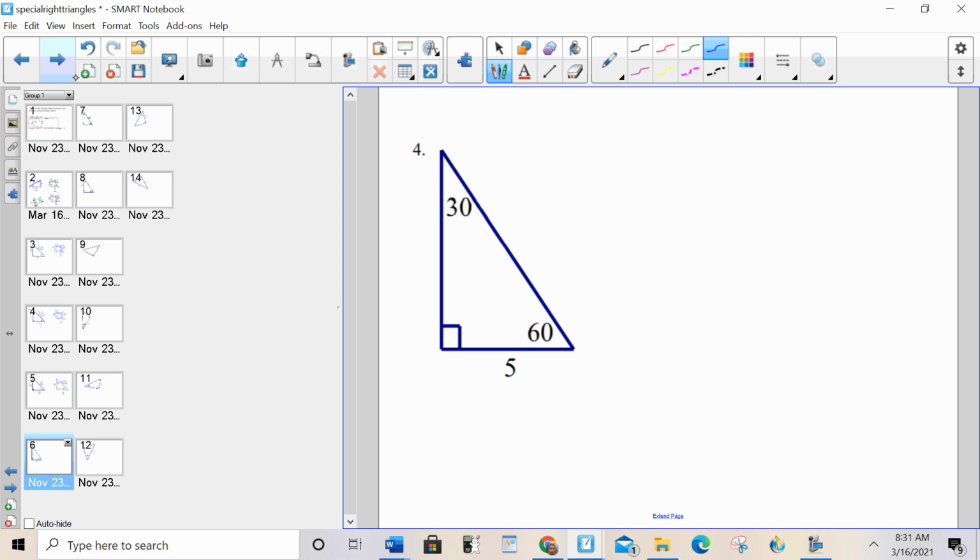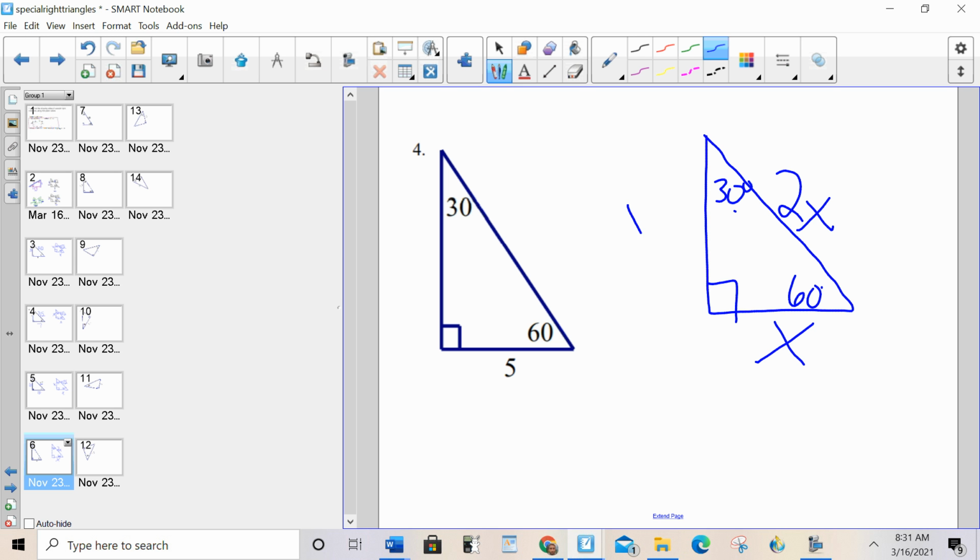Now, the 30, 60, 90. The 30 is opposite the small leg, and the 60 is opposite the large leg, and the small leg is half of the hypotenuse. The large leg is the small leg with a rad 3 tacked on. So it's giving me the small leg, so I like to start with the hypotenuse. The hypotenuse is double that, and then the large leg is the small leg with a radical 3 tacked on. So since the small leg is 5, the large leg is 5 rad 3. And again, the small leg is opposite the 30, and the large leg is opposite the 60.